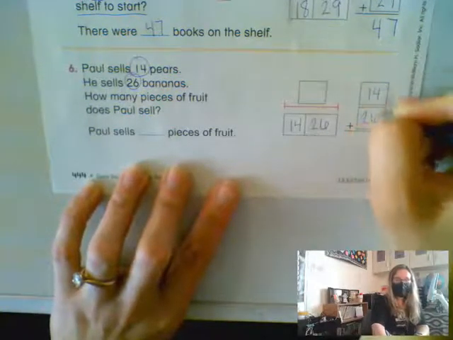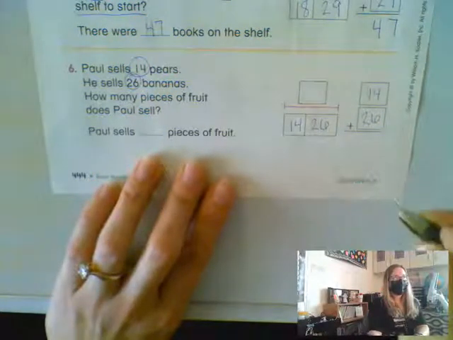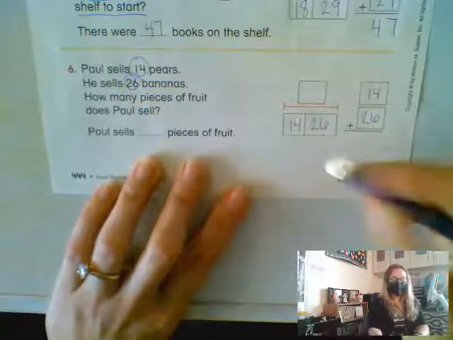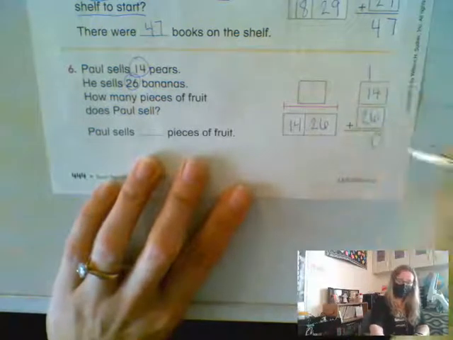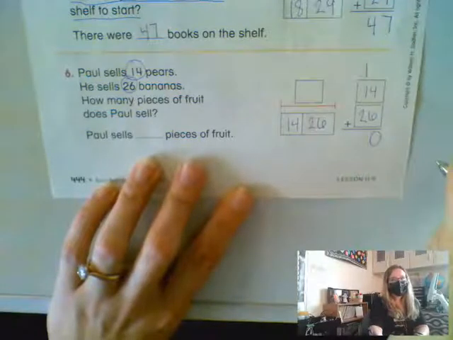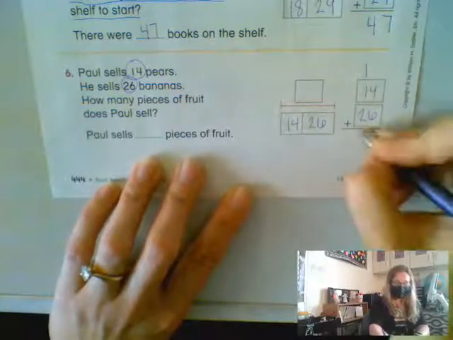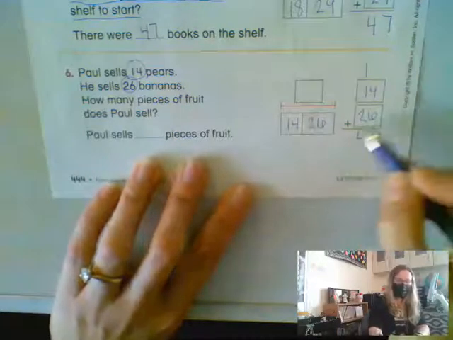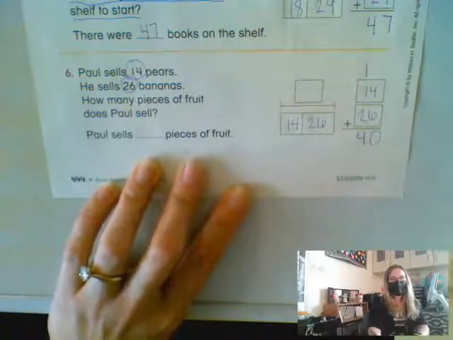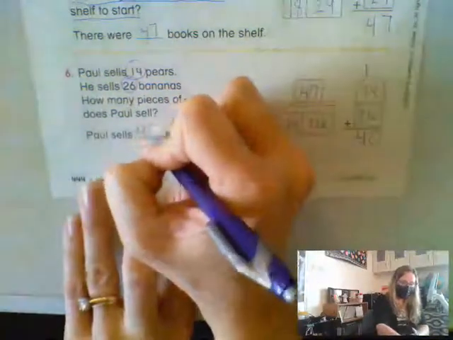Noah, what is 4 plus 6? 10. So I carry up my 10, put my 0 ones in place. What is 1 plus 1 plus 2? 4. So Noah, how many pieces of fruit does Paul sell in all? 40. Paul sells 40 pieces of fruit.